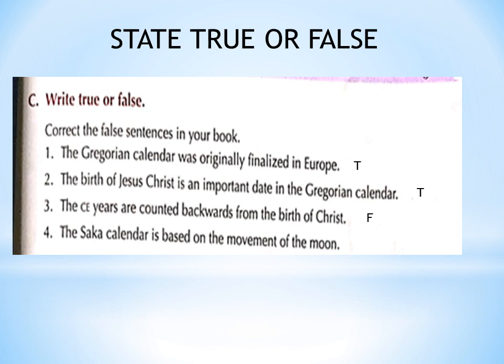Number 4. The Saka calendar is based on the movement of the moon. This is false. It is dependent on the movement of the earth. Depending on the movement of the earth, it is decided. So this is false.